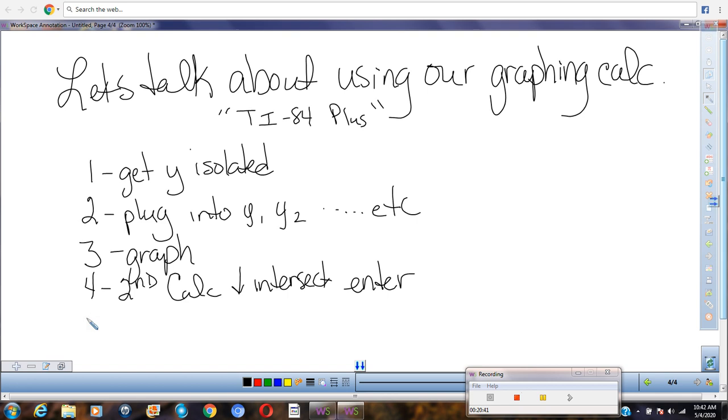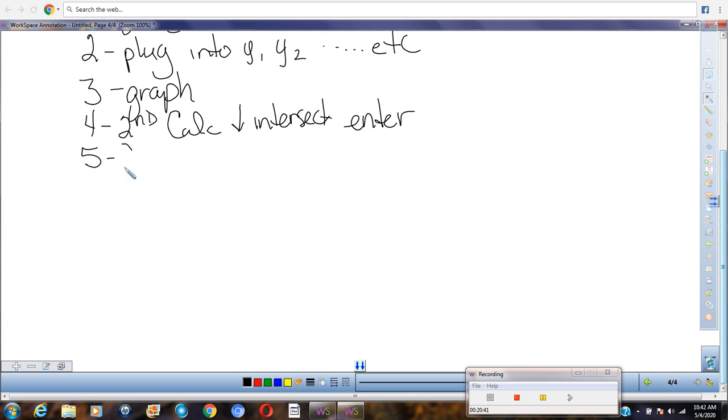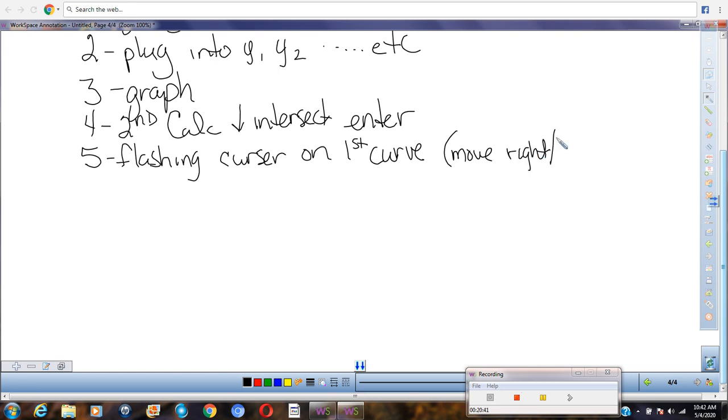All right, step 5. Here, when you hit enter, you're going to have this flashing cursor on the first curve. And you'll see underneath the graph it says first curve. You want to make sure that your cursor is close to the first point you want to do. So either move right or left to be close to the intersection.